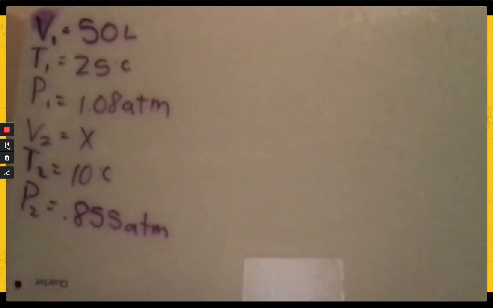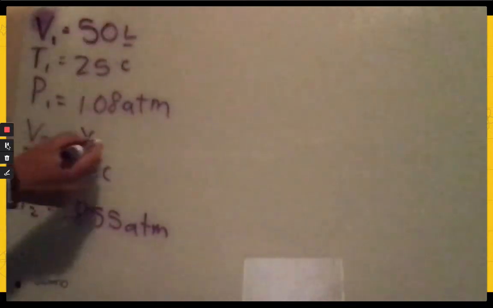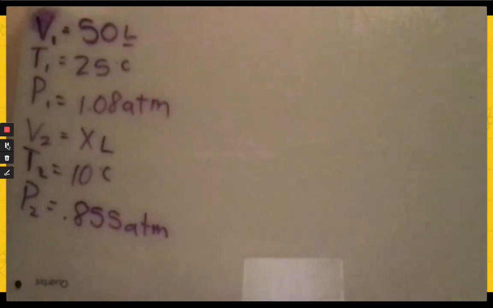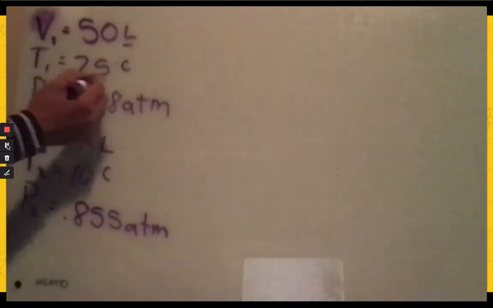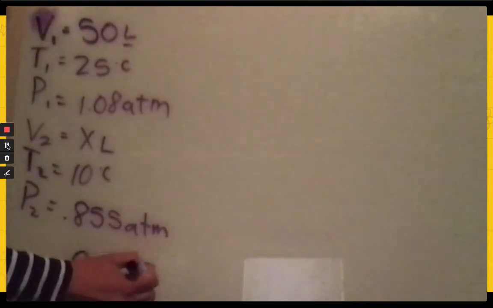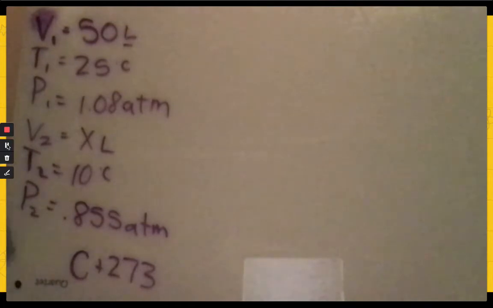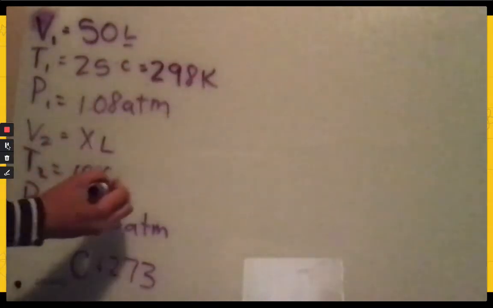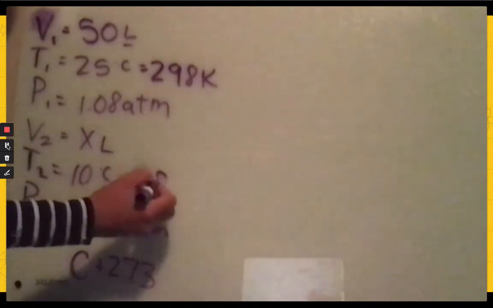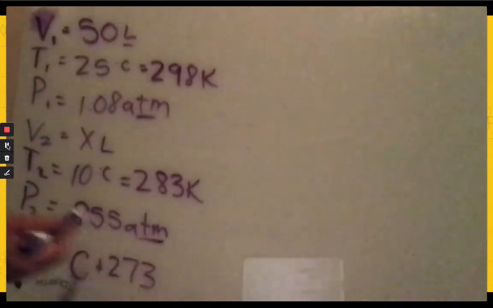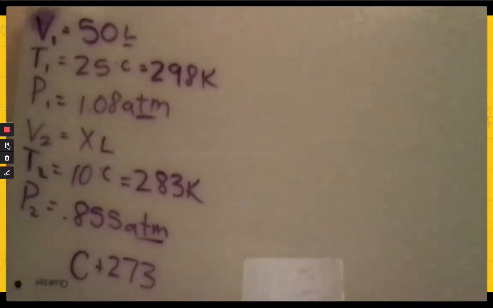Now, we need to make sure our units are all the same. We have liters here, so we're going to be looking for liters here. We have Celsius and Celsius, which we know we cannot use Celsius. We need to convert those to Kelvins. So to convert to Kelvin, remember, we do Celsius plus 273. So 273 plus 25 will give us 298 Kelvin and 283 Kelvin. And as you can see, we have ATM for pressure 1 and ATM for pressure 2, so we can leave those in ATM. So we're now going to plug into our formula.